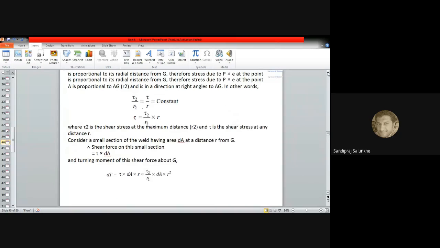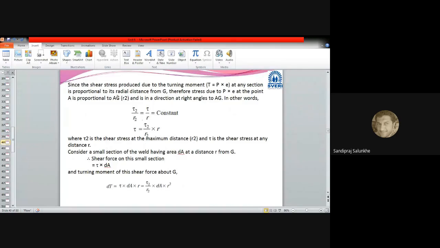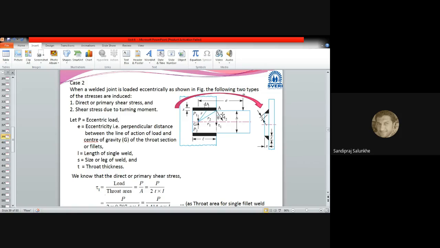Next, consider the shear which has been produced due to the turning moment T, which is equal to P into e, the bending moment which is created. It will also create shear in that weld, and we will call it tau 2. This tau 2, which we are going to calculate, is the direct shear because of the eccentricity, and it acts perpendicular at each point of this weld, to the line drawn from the CG.